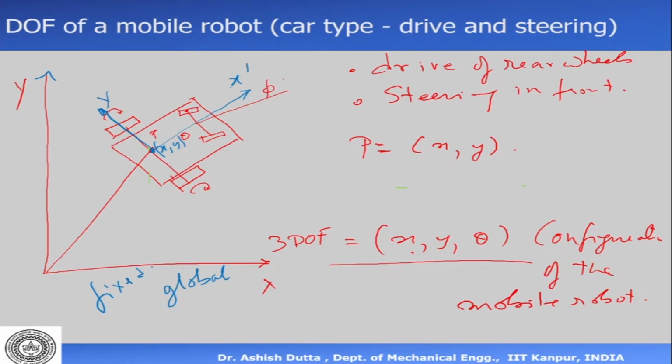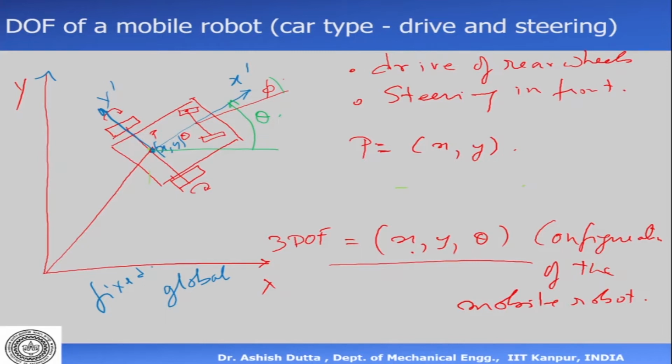Okay, so X dashed, Y dashed. Then the angle between the global and the local axis, so the angle here, this angle is my theta. Whereas phi here is my turning angle of the wheel.